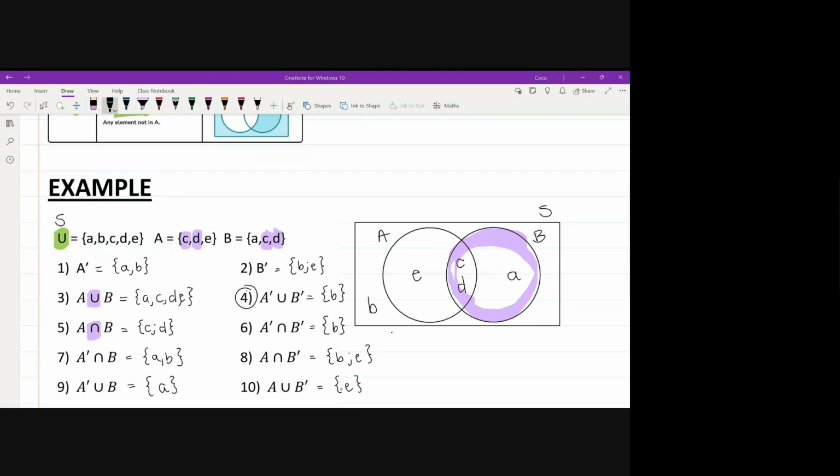All right, are we okay with this exercise, everyone? Is everybody okay with the yes and the no, the not, the union, the intersection? All right, it's your turn.